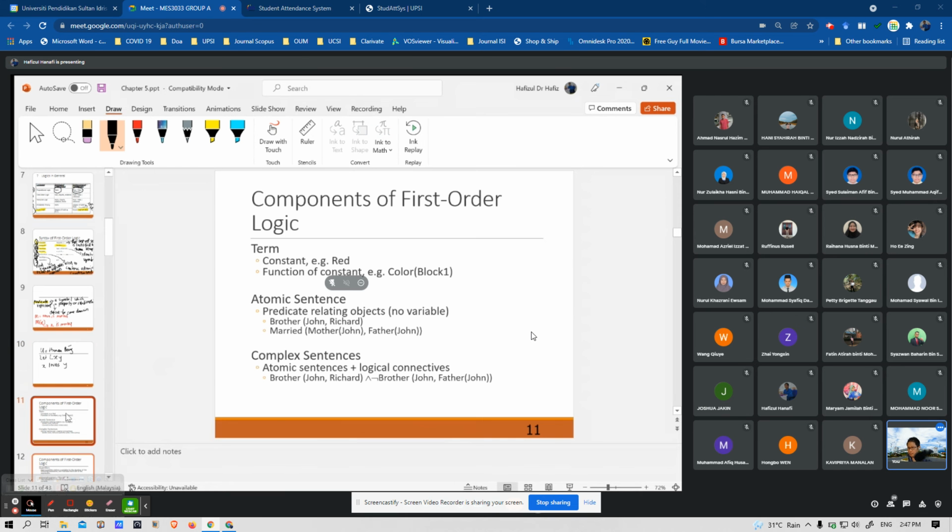and then the components of first order logic. We have terms: constants, for example, and a function of constants. Function of constants means you need to have the function inside the constant. For example, we have colors, we have block one, and then we have atomic sentences, predicates relating objects with no variables. For example, John is a brother of Richard, and Father John and Mother John are married. Okay, we have atomic sentences.